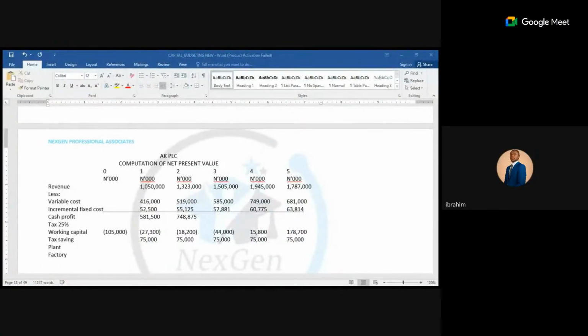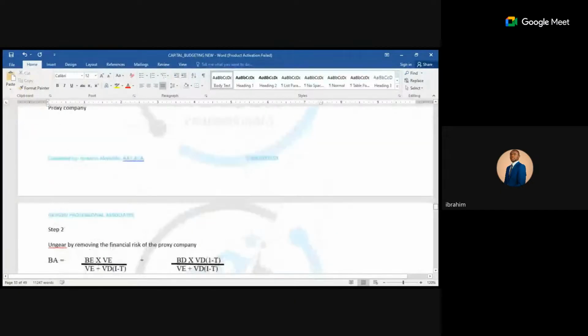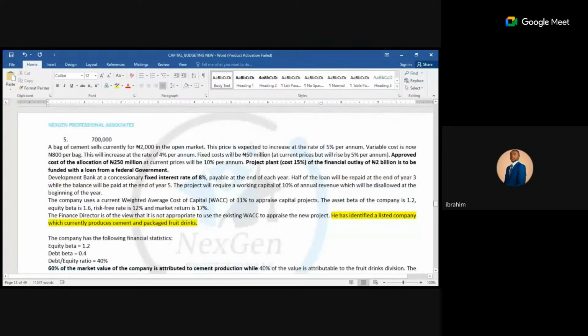Why will you say the other part, factory? Please, can you move to the question section? Wait, now wait. They want to go into production of cement, and you say acquisition of existing factory is not relevant. I beg. Where will they use?